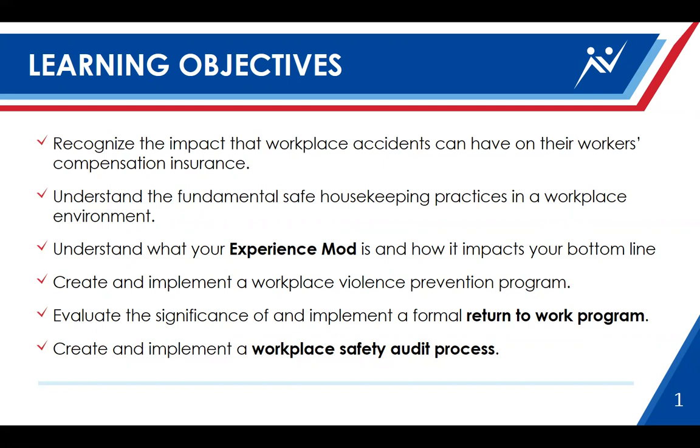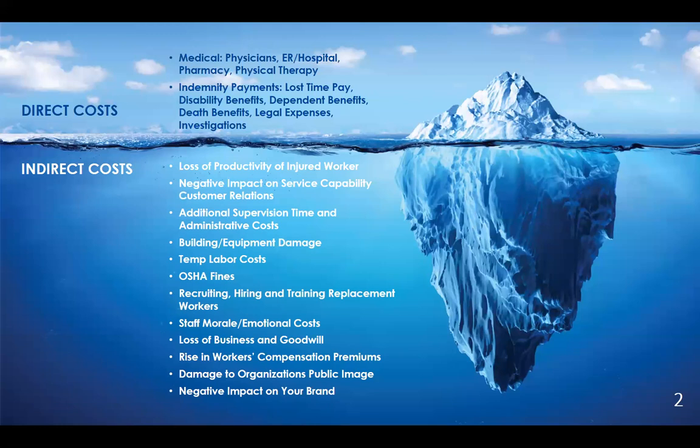So first of all, I want to talk a little bit about workers' compensation and what goes in, the costs that go into a work comp claim. There are two types of costs that go into a work comp claim. As you see there are direct costs and indirect costs. The direct costs are what most people think of when they think of what goes into a work comp claim.